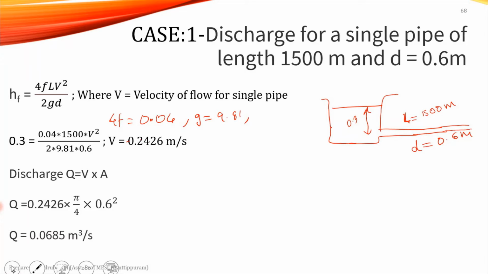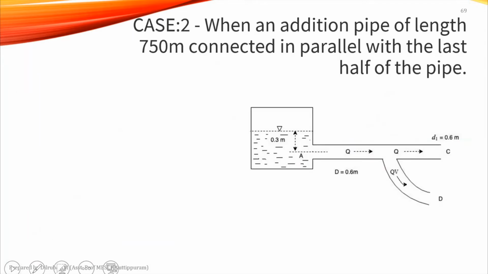In this case, where only a single pipe of length 1500 meter is there, the discharge is 0.0685 meter cube per second. So this is the discharge for first case. Okay. Now let us go to the second case.